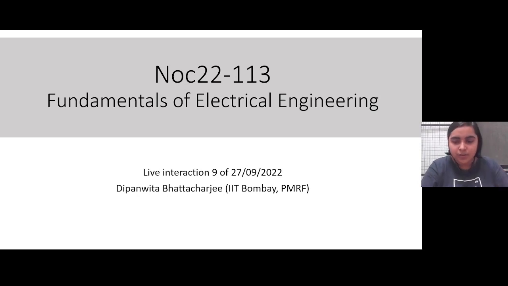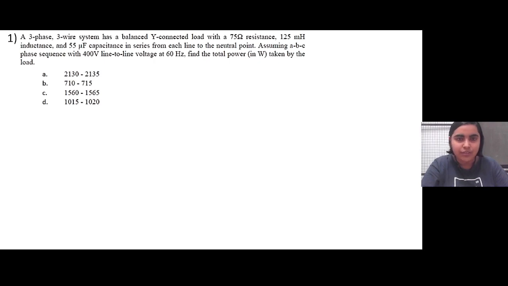You have been taught about the three-phase circuits in this week. So we will be solving a few problems based on three-phase networks. We have our first problem in which a three-phase, three-wire system which is star connected is given, in which the load resistance, the inductance and the capacitance are given in each phase, from each line to the neutral.